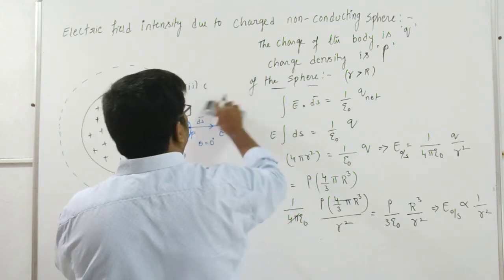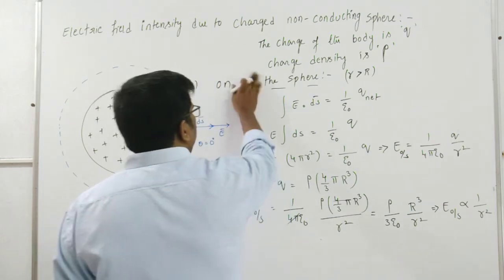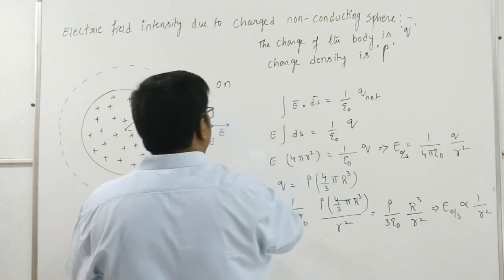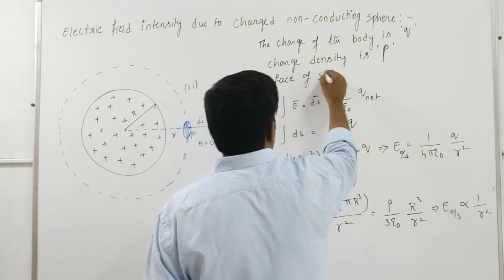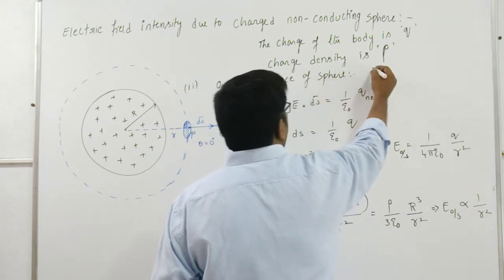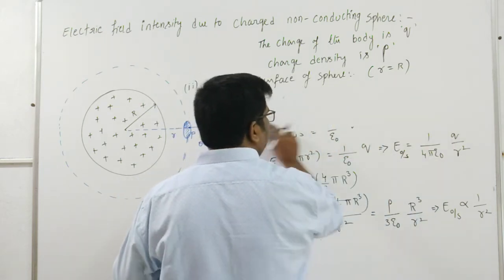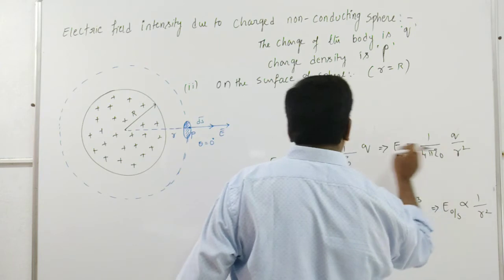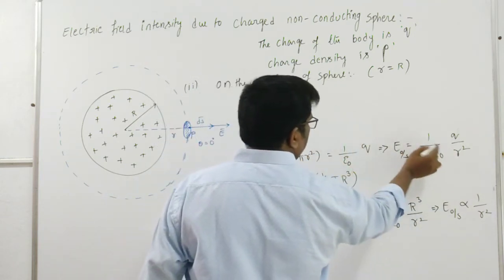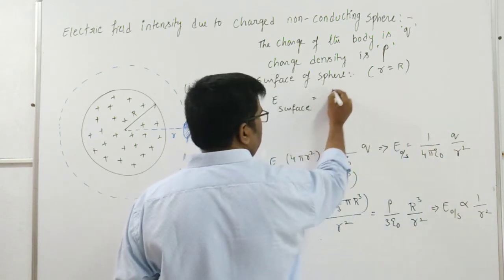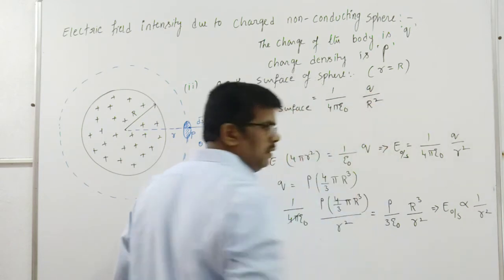On the surface of the sphere, so on the surface of sphere means small r equal to capital R. Then I am going to change the expression directly. Here I am modifying small r to capital R. Then E on the surface, what expression will you get? Here you observe it. In place of small r, you are writing capital R. So 1 upon 4 pi epsilon naught into q by capital R square.